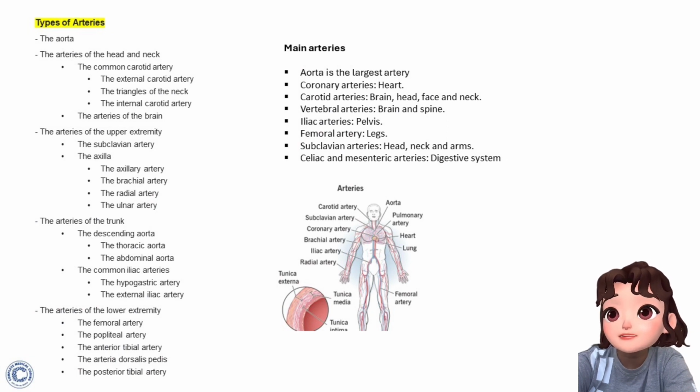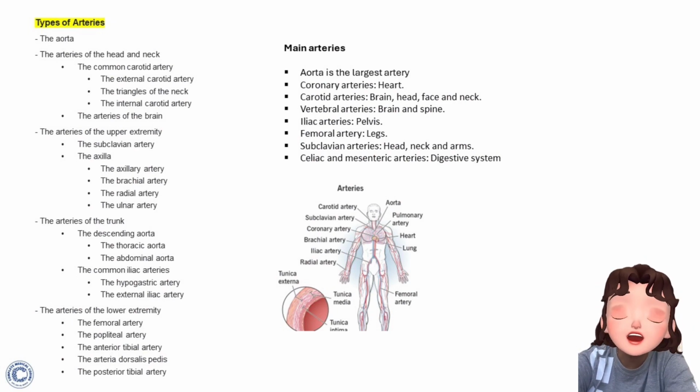Then what are the arteries of the trunk? The descending aorta, thoracic aorta, abdominal aorta. Common iliac arteries, hypogastric, external iliac artery. What are the arteries of the lower extremity? Means in the legs: the femoral artery, popliteal artery, anterior tibial artery, posterior tibial artery. All these are types of arteries.